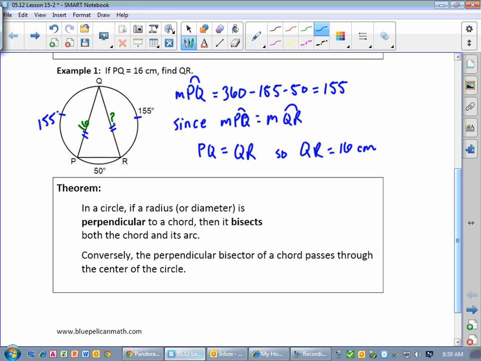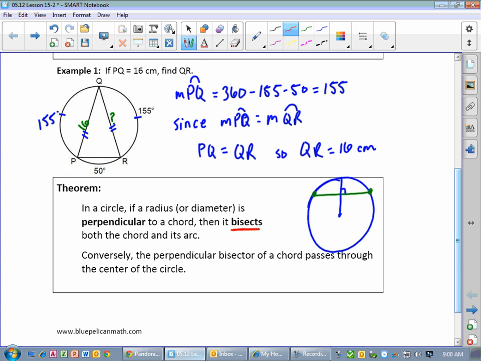All right, the next theorem, let's start off by drawing a circle. In a circle, if a radius is perpendicular to a chord, then it bisects both the chord and its arc. Okay, so let's start by drawing a chord. Just make one easy enough right there across the top. It says if a radius is perpendicular to that chord. So if we draw a radius, that's starting in the middle, all right? And it's perpendicular to this chord, so in this case it would just be going straight up, and there's a right angle. Then it bisects its chord and its arc.